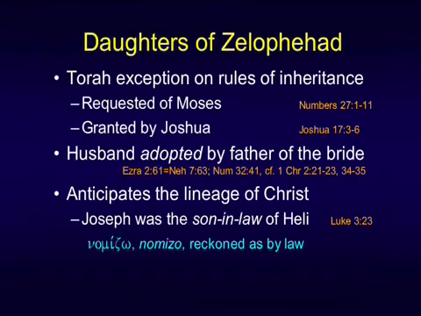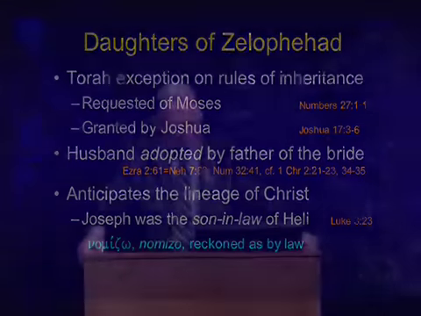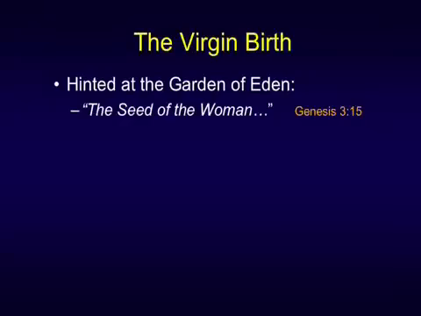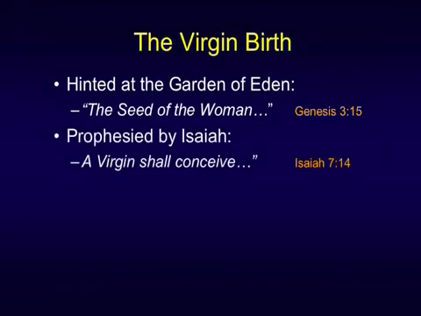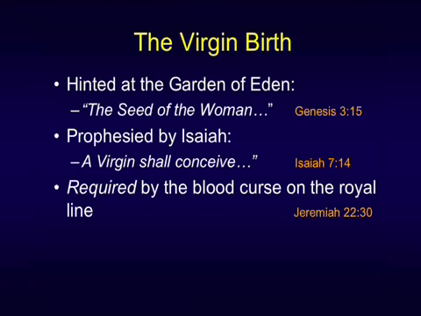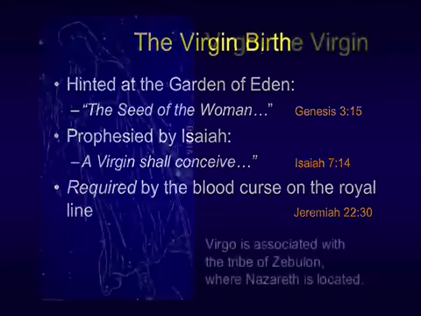This anticipates the lineage of Christ. Joseph was the son-in-law of Heli. If you check the Greek of Luke 3:23, it's nomizo, reckoned as by law. He's the son-in-law, as we would say it, of Heli. The virgin birth, hinted at in the Garden of Eden, prophesied by Isaiah, the virgin shall conceive, required by the blood curse in the royal line.